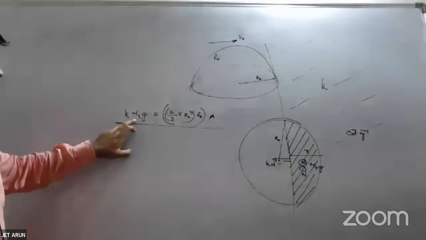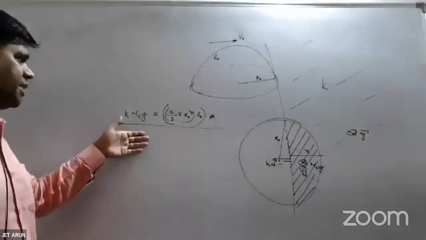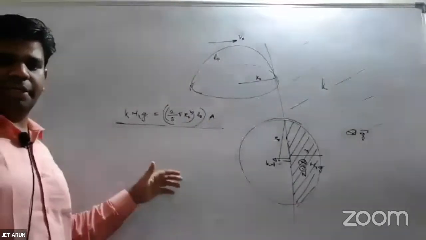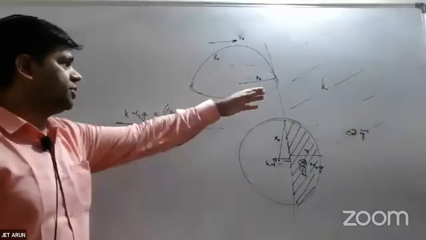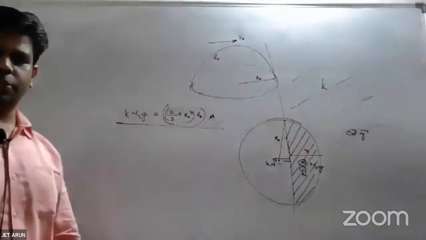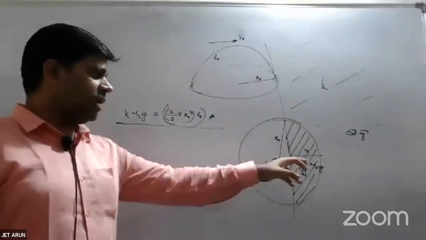If I plug in mx from here, I'm done. I'll get a as a function of x. I'll integrate. I'll get velocity as a function of x. Or I'll just integrate so that when x is equal to 0, velocity is v naught. When x is equal to 2r, my velocity is 0. Now all that remains is to plug in mx.